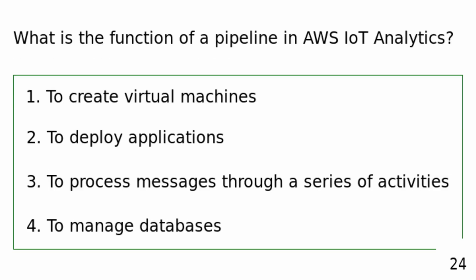What is the function of a pipeline in AWS IoT Analytics? To create virtual machines. To deploy applications. To process messages through a series of activities. To manage databases.